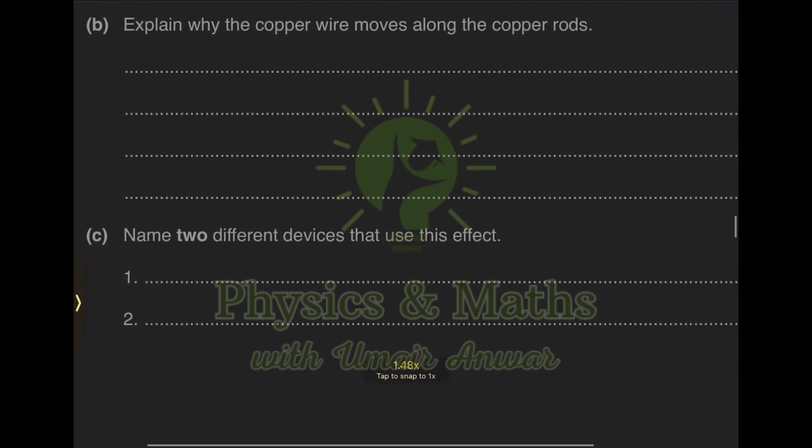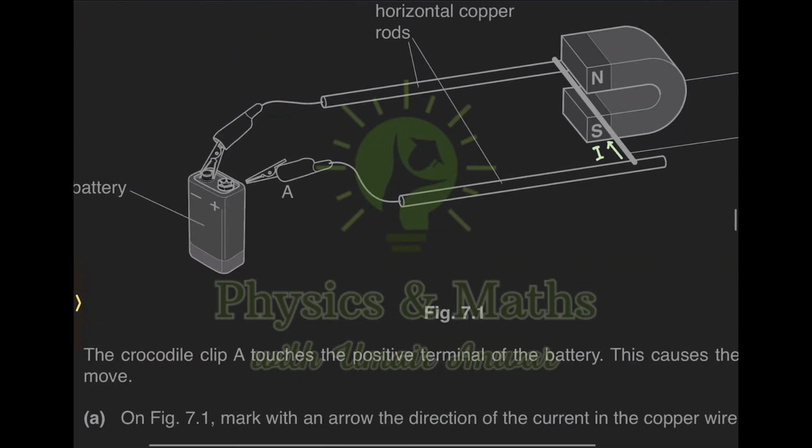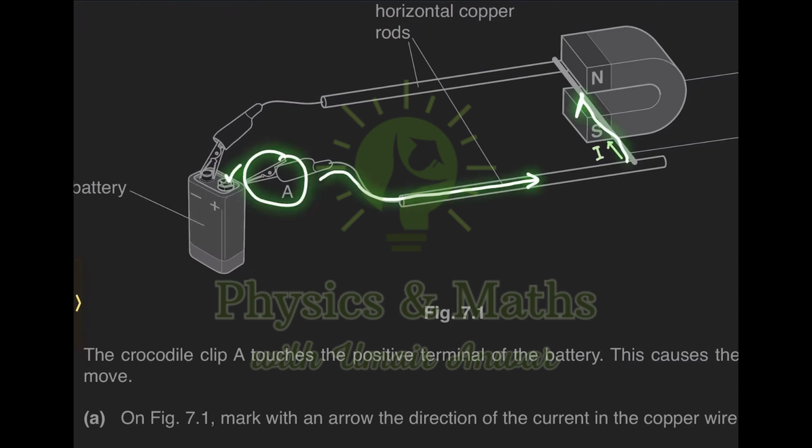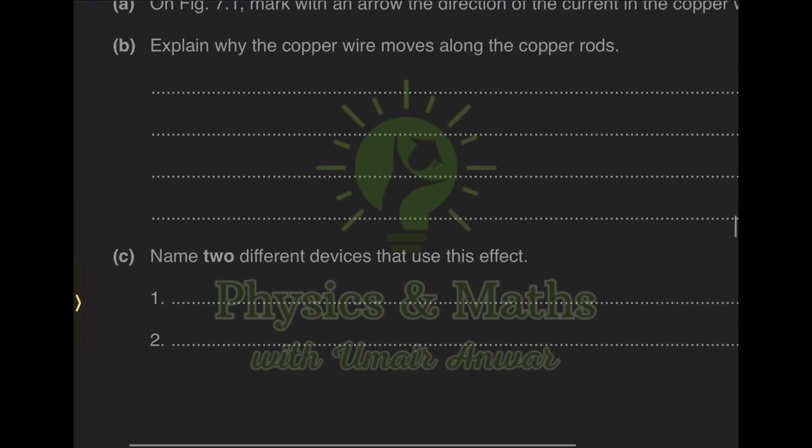question for 2 marks. So the phenomenon which happens here is that as soon as this crocodile clip is connected to the battery, the current starts flowing through the copper wire. Now this current creates a magnetic field around the copper wire. And secondly, the current is also perpendicular to the magnetic field lines. So whenever a current flows perpendicular to magnetic field lines, there is interaction between the magnetic field of the current and the magnet. So both magnetic fields are going to interact, and the conductor is going to experience a force, and that force actually moves the wire in a particular direction.